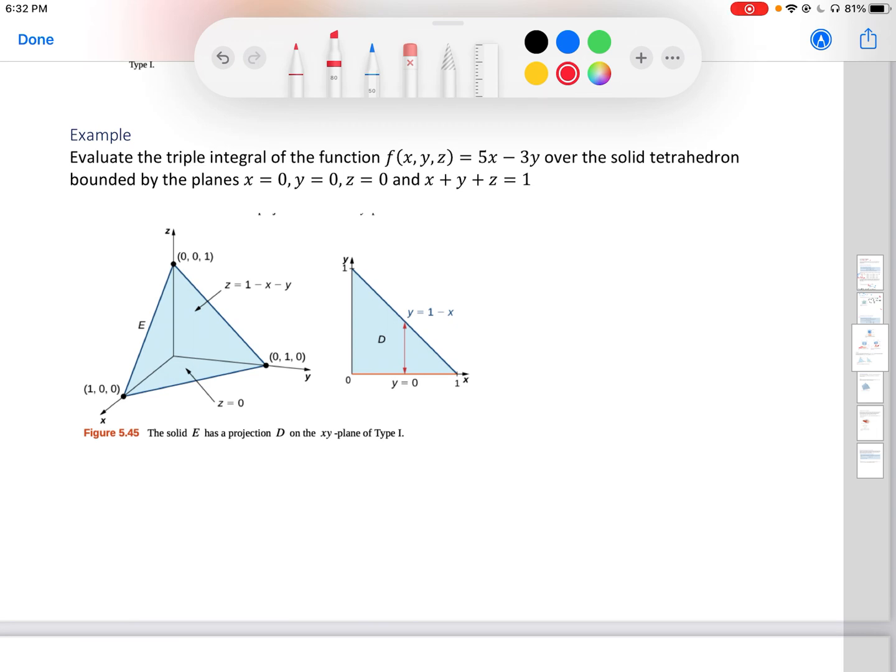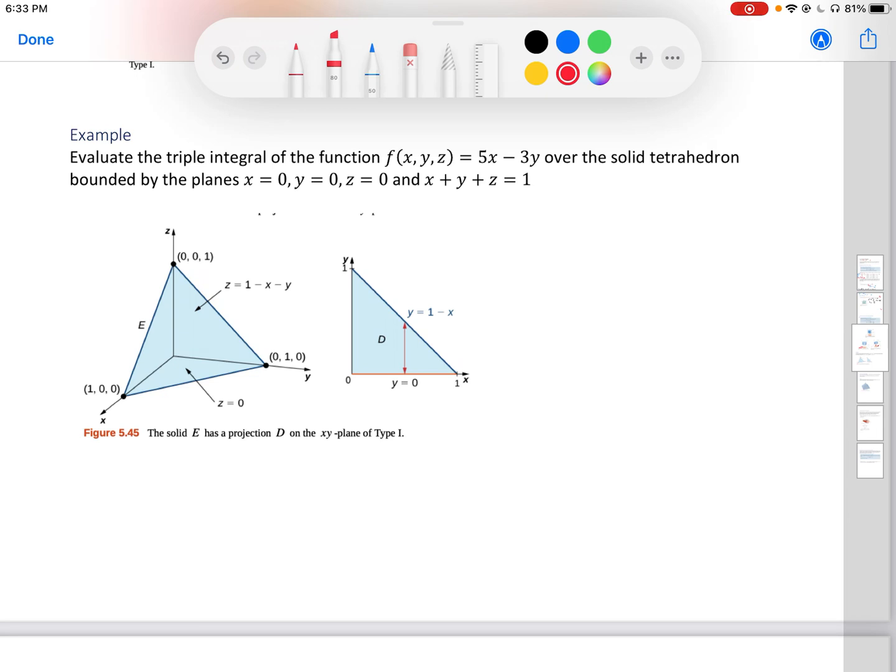Evaluate the triple integral of the function f of x, y, z equals 5x minus 3y over the solid tetrahedron bounded by the planes x equals 0, y equals 0, z equals 0, and x plus y plus z equals 1.